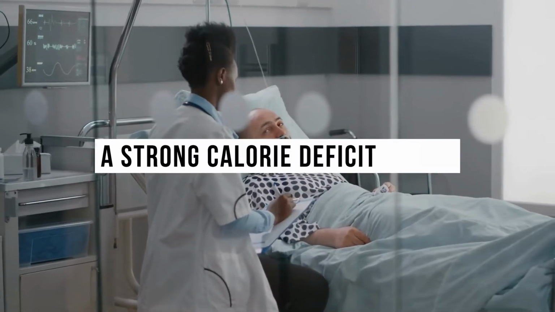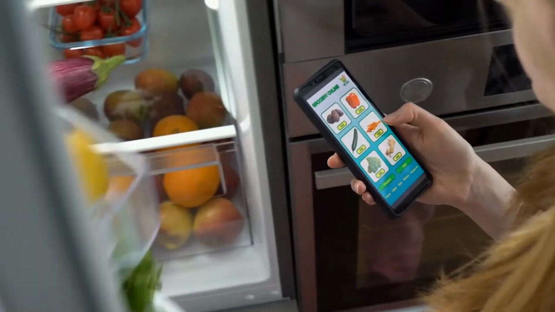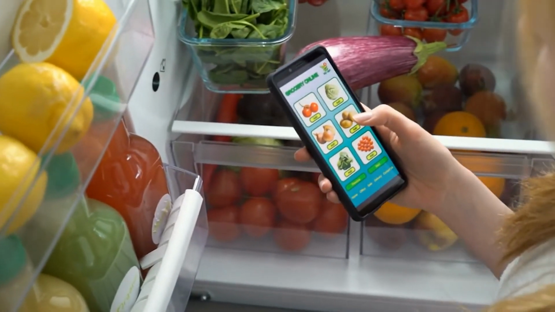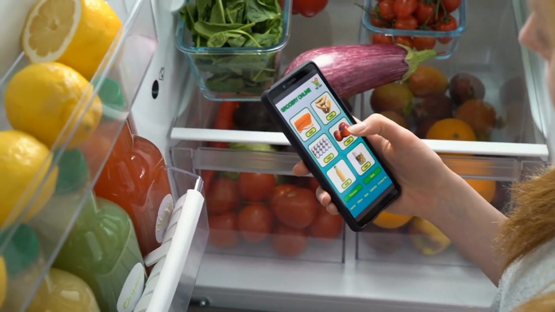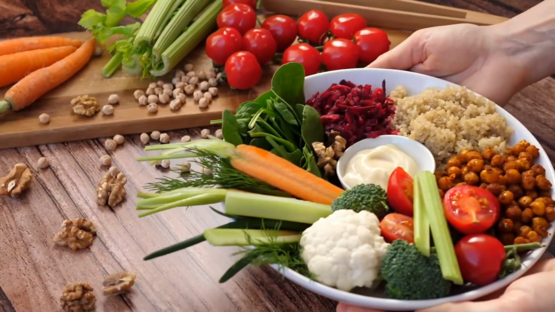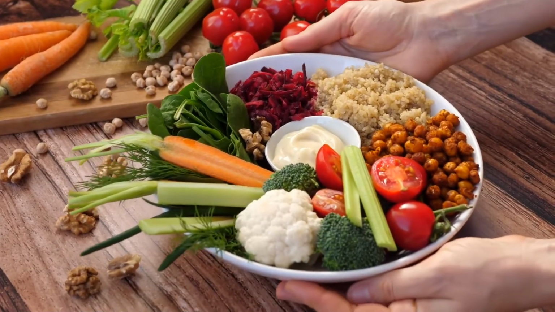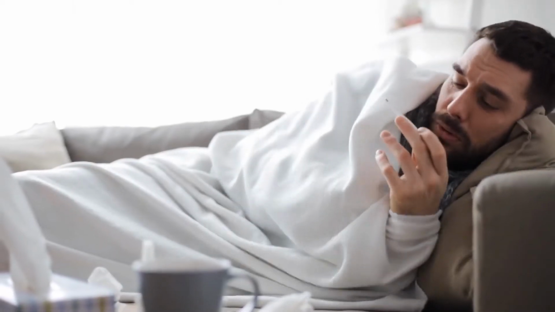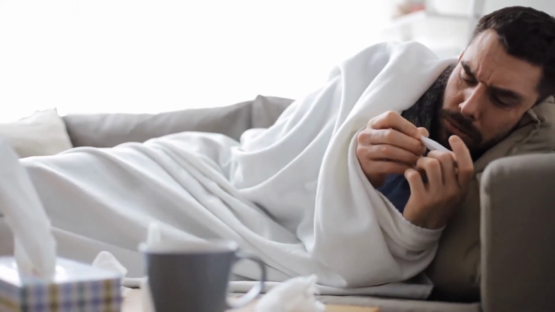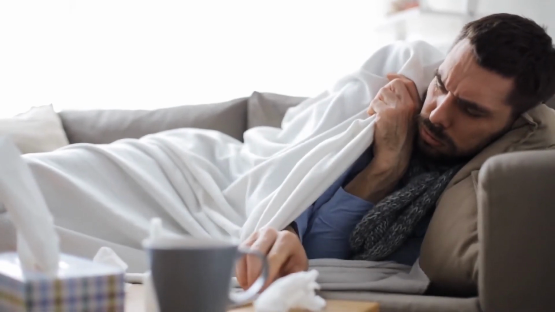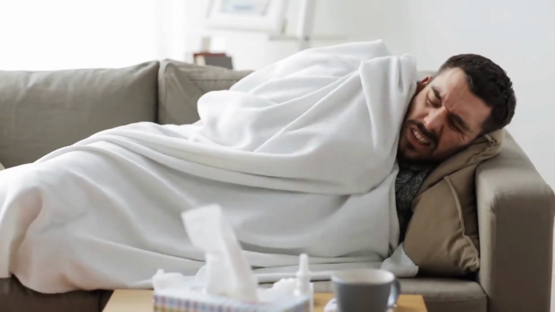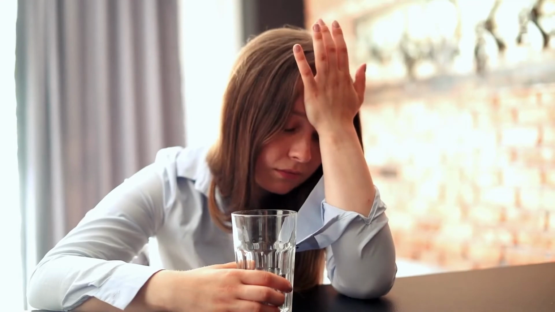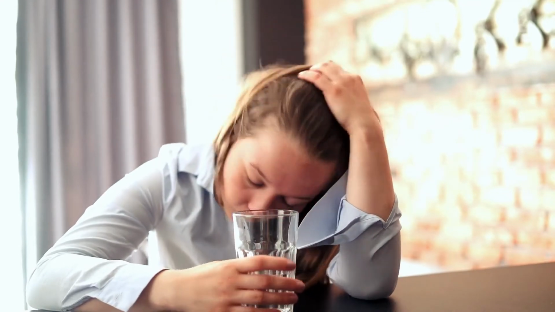A strong calorie deficit harms. It is important to keep a check on your calories, but you should avoid cutting too many calories. Saving about 500 to 700 calories a day is a good goal. Severe calorie restriction can decrease your metabolism and cause you to lose muscle mass because your body needs a source of energy. This makes it more difficult to maintain weight loss in the long term.